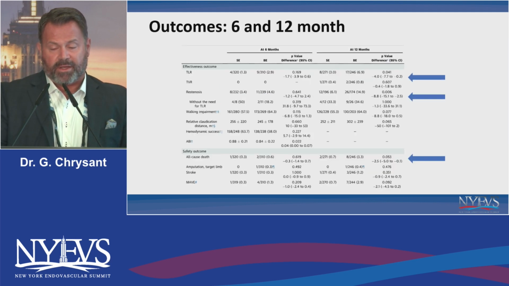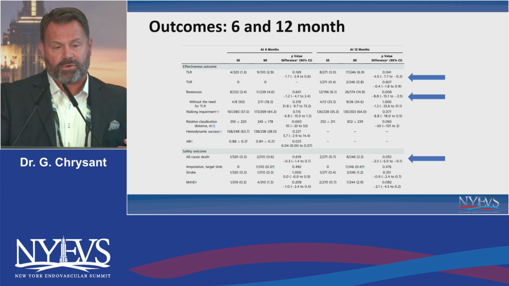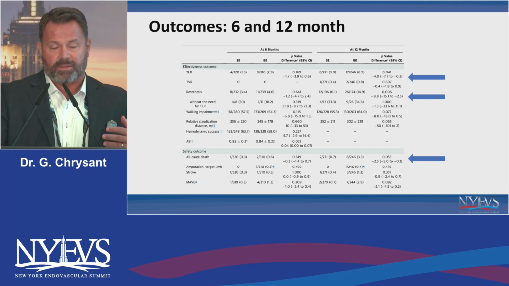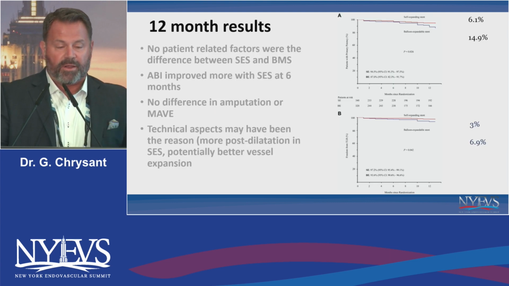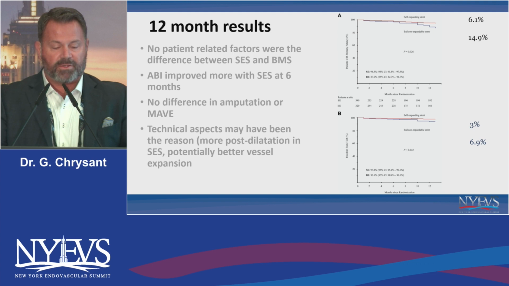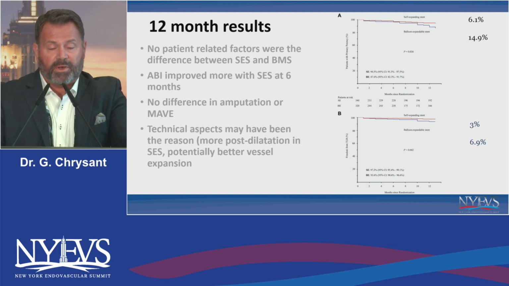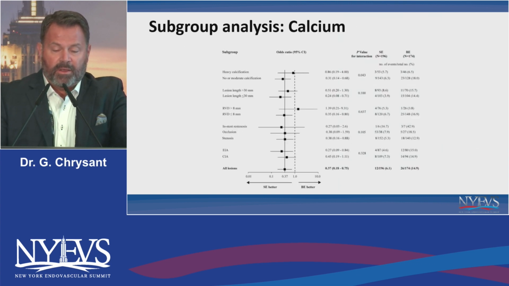Another good trial was the ICE trial. And again, in this trial, both stent types did okay, but it's interesting to note that the TLR and the restenosis was lower with self-expanding. And the reasons for that are probably varied. Maybe when you use self-expanding, you do a better job of vessel prep, maybe you post-dilate more, who knows. But at the end of the day, ABI improved a lot. There wasn't a difference in amputation or any major adverse event. So both are good. That's the point I was trying to make. When you get into subgroup analysis, such as calcium, that's where maybe the additional force and the additional strength of balloon expandable may be better.